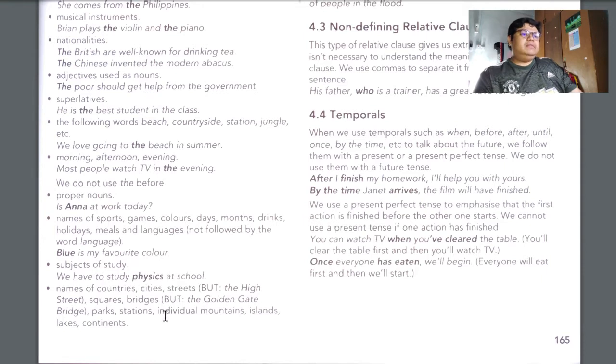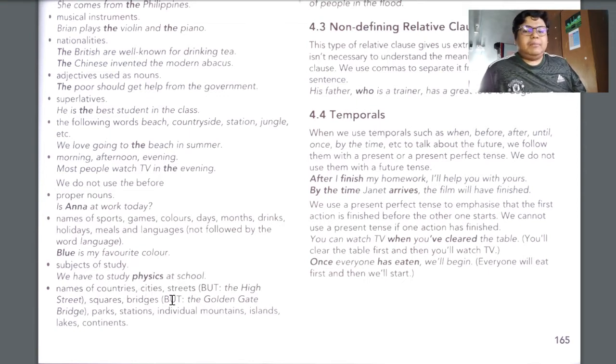Subjects of study. Okay, physics at school. We have to study physics at school. We have to take English at school. Okay, so kalau nama subjek mata pelajaran, then we can't use the. Names of countries, cities, streets. Countries tadi saya cakap nama negara. Kalau nama negara tu macam United States, then we have to use the. Tapi kalau nama negara biasa, normally macam Malaysia, we can't use the.